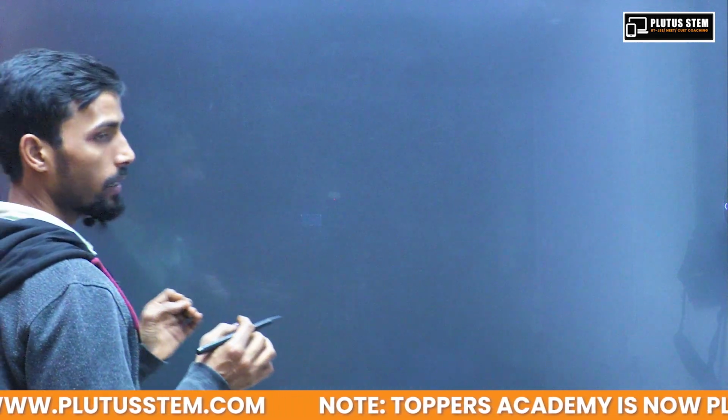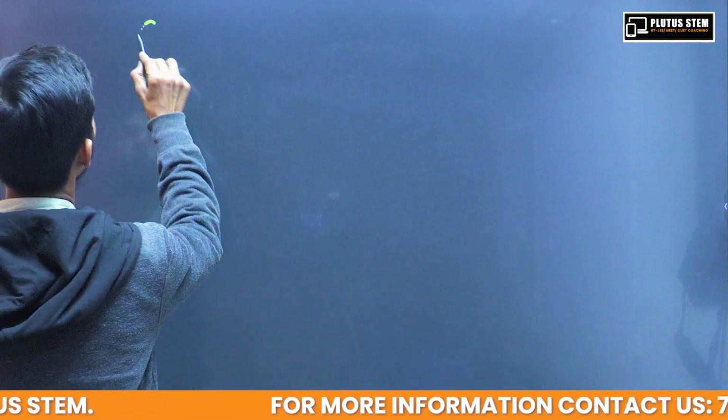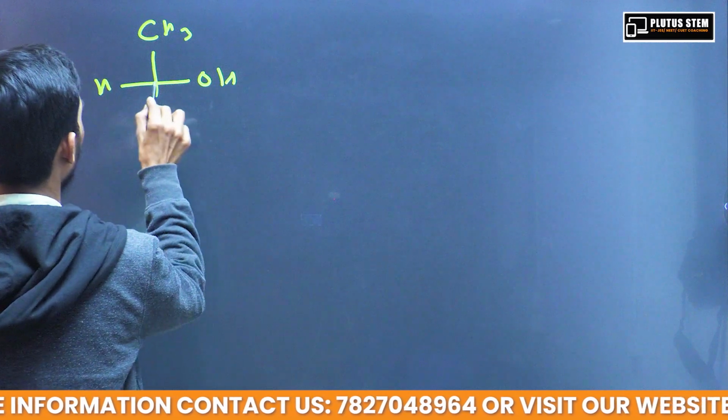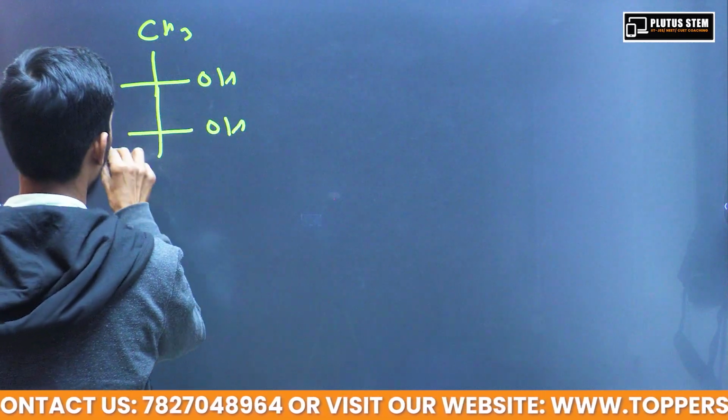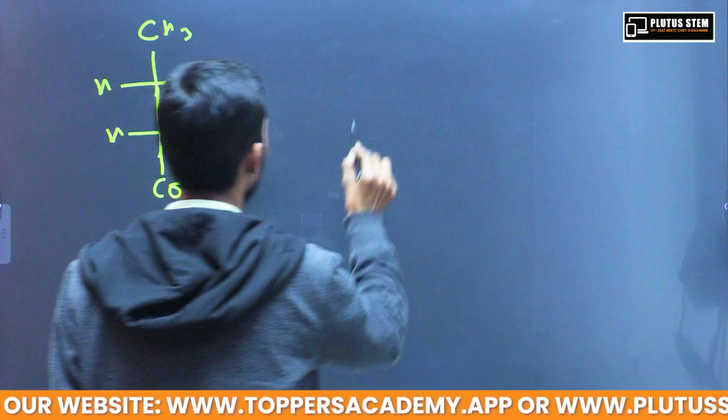So what are these diastereomers? Diastereomers are nothing but the compounds which are stereoisomers but not the mirror image of each other. They are not mirror images. This one and this one.